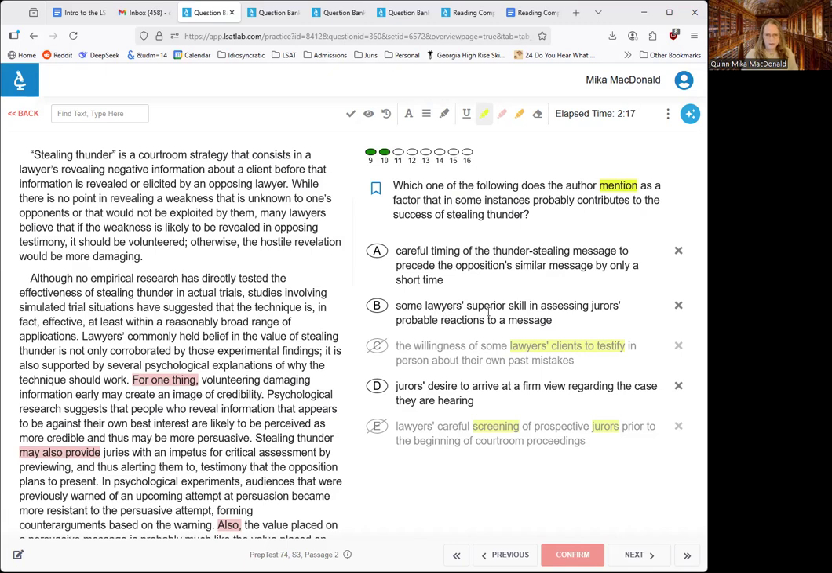I don't remember B specifically, but it does feel somewhat within scope, right? Some lawyer's superior skill. So I'll hold on to it. And then A, careful timing by only a short time. Again, maybe that could have shown up. So I'll hold it around. All right. Now I might move to another strategy, which is the search box strategy.